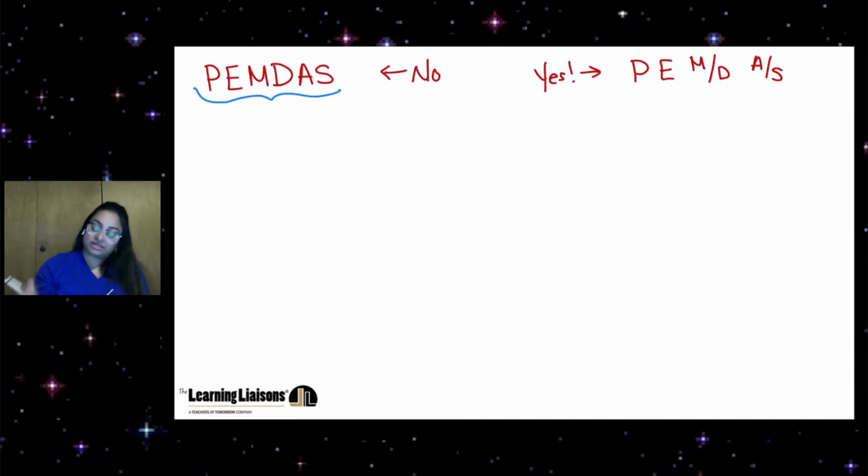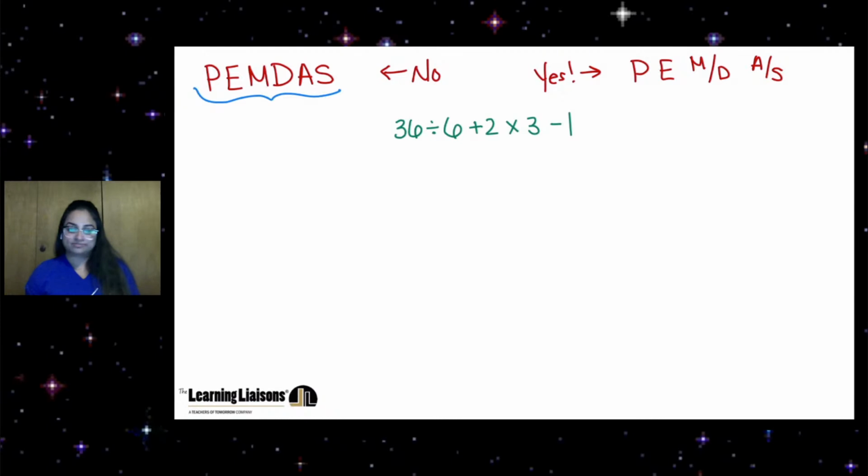So let's say that the problem was 36 divided by 6 plus 2 times 3 minus 1. Let's just do that problem. Right now, the PEMDAS on the left tells me that I need to multiply first. Before I multiply, let me go ahead and write this twice, so we can do it the wrong way and the right way.